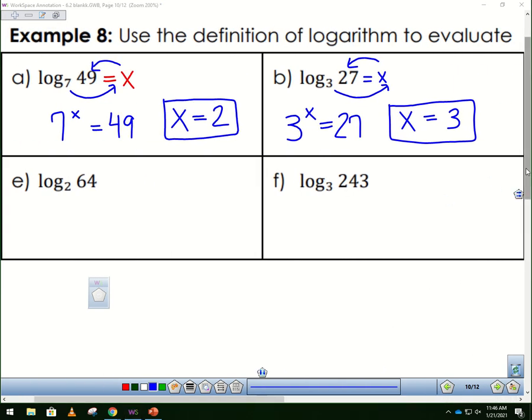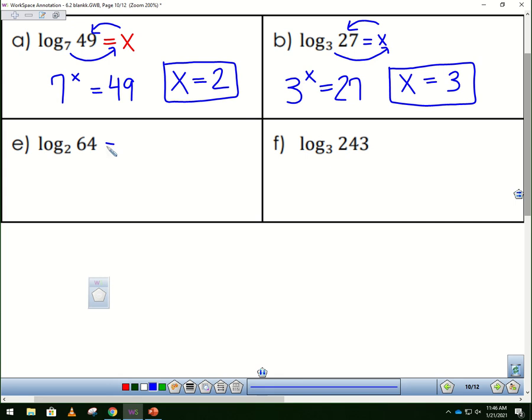Let's try E. So are you starting to get the gist of this here, how it works? 2 to the x power is equal to 64, which means that x is equal to what? 5 or 4? 6.